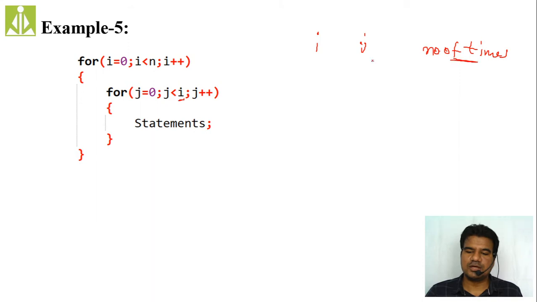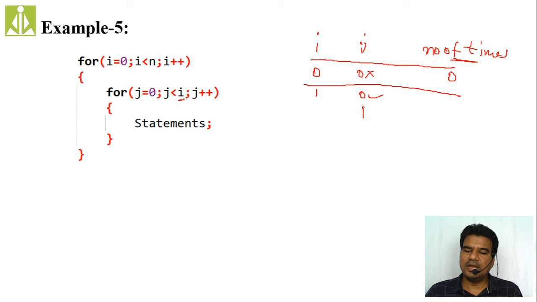So when i value goes to 0, here j value will also become 0, and this condition becomes false because here we are saying 0 is less than 0. So 0 number of times the internal loop gets executed. Next, when i value becomes 1, when j value is 0, the condition becomes true because 0 is less than 1. The next, when j value becomes 1, 1 is less than 1, the condition becomes false. So how many times does this get executed? Only one time, because this gets false.